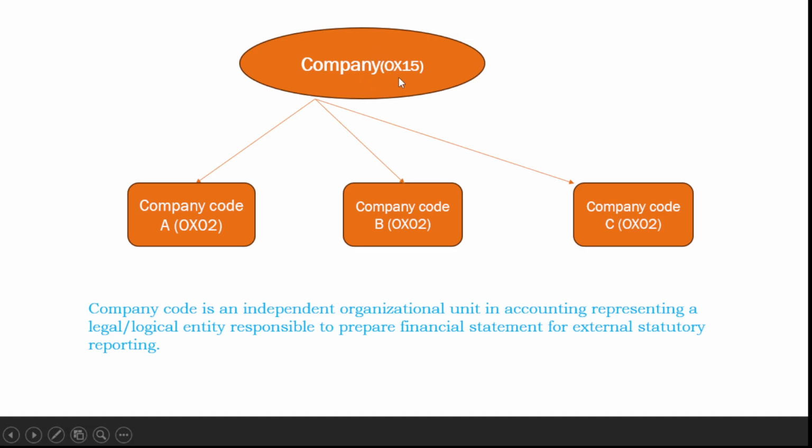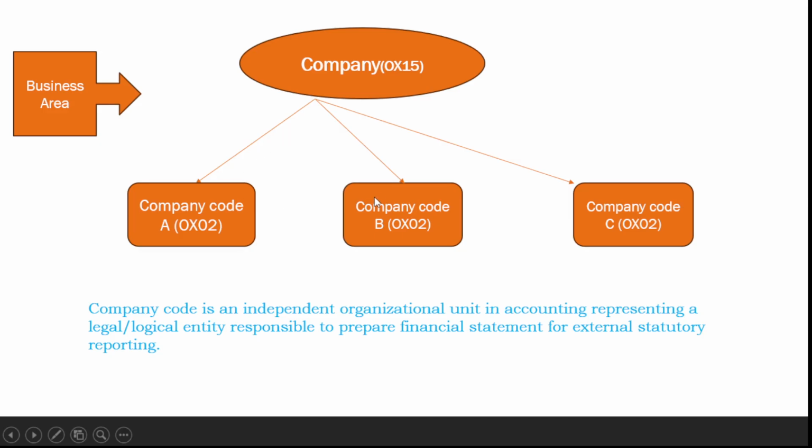So in SAP enterprise structure, companies are assigned to the company codes. So now we need to understand what these company codes are. See, the company code is an independent organization unit in accounting, representing legal or logical entities responsible to prepare the financial statement. That means whatever transactions happen, all these transactions will be done at the company code level. Okay? And these are all legally independent units.